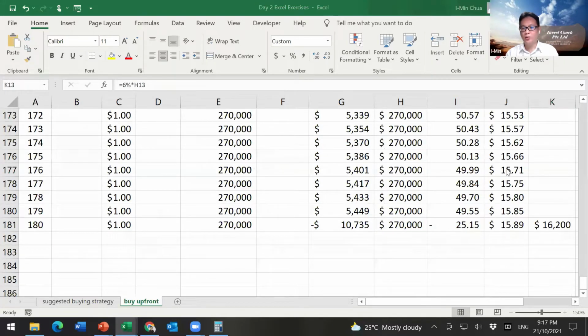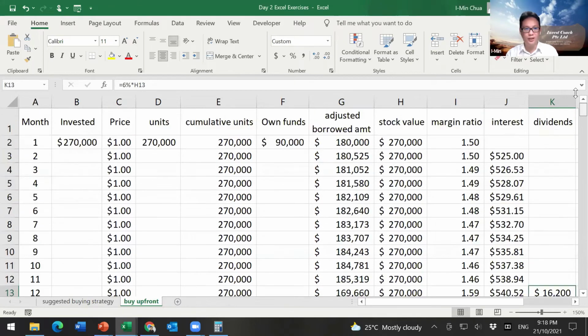What I want to illustrate in this spreadsheet is this. Of course, let me walk through it, and if you want to use this to do any simulation, you can. The first column is the date. Let's say in the first month you invested $270,000 at a price of $1. You would have 270,000 units. Down here will be the formulas already, so if you want, you can play around with this.